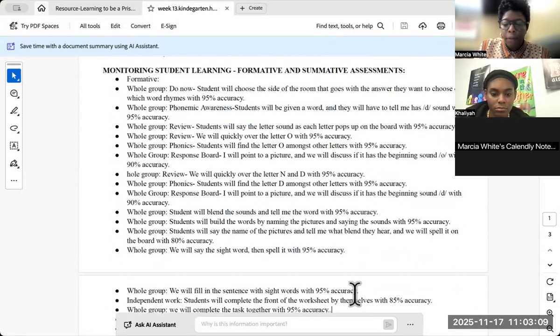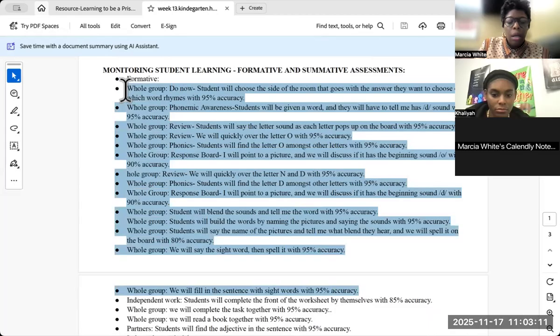So we have a large number of whole group assessments. What I assume is that you're going to ask questions or you may present a prompt and then you're looking for a choral response. Yes. Okay. So when you have a choral response, meaning that everyone is answering or you signal for everyone to answer at the same time, how is it possible to assess every student, especially at a percentage of accuracy?